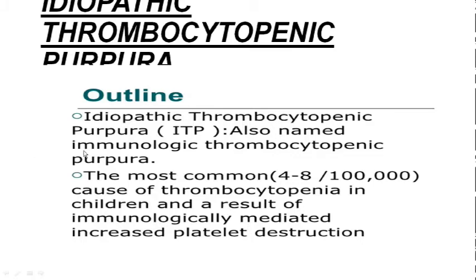Basically, immune thrombocytopenic purpura is the most common cause of thrombocytopenia in children, and it results from immunologically mediated increased platelet destruction. It can be congenital, it can be hereditary, and hereditary is more common in females, and it is one of the most common thrombocytopenias you will see in the normal population.